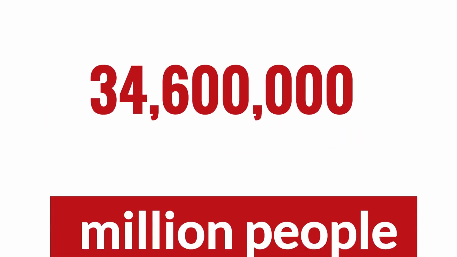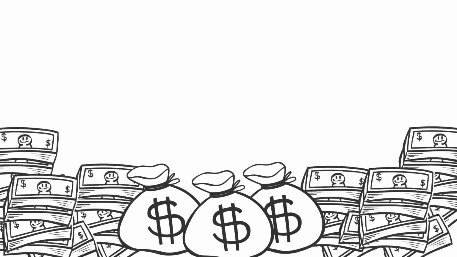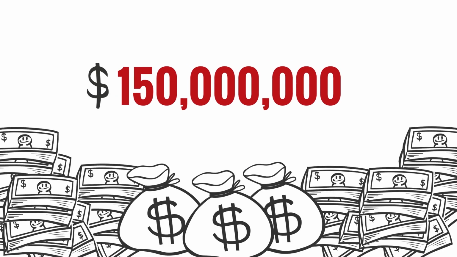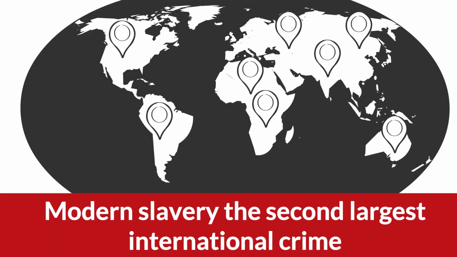According to current estimates, 40 million people are in modern slavery around the world today. This generates an estimated $150 billion in illegal profits every year, making modern slavery the second largest international crime. Let's look at the different types.